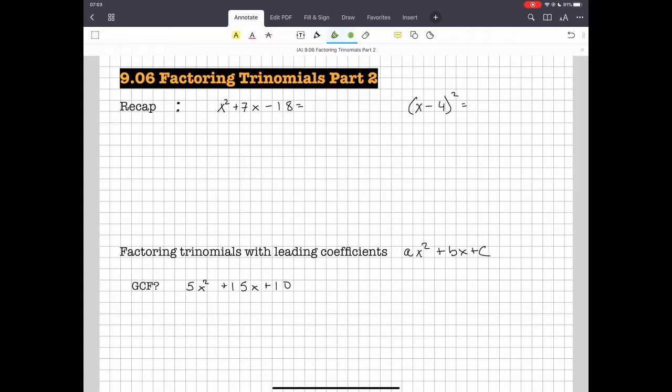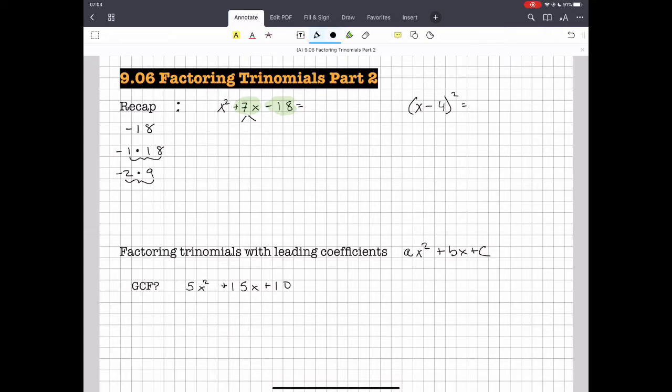So what we did was we looked at the last term here, which is negative 18, and we asked ourselves, what are the factors of negative 18 whose sum would be positive 7x? So we can go through the factors. We could do negative 1 times 18. Well, if I add those two together, I won't get positive 7. So I can keep listing them out. Negative 2 times 9 is negative 18. If I add these together, I do get positive 7.